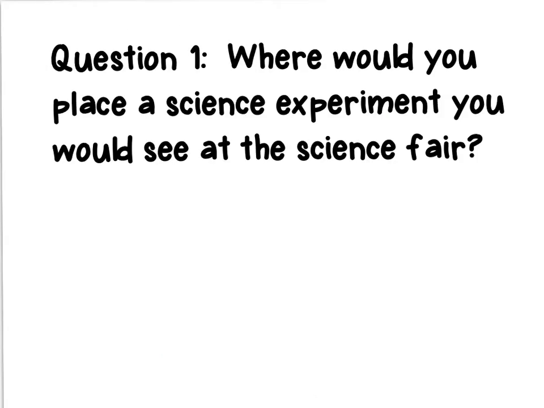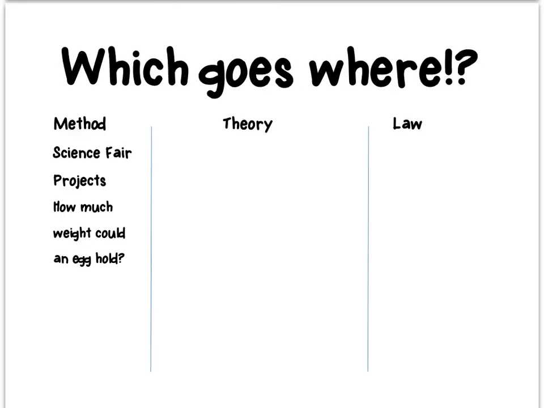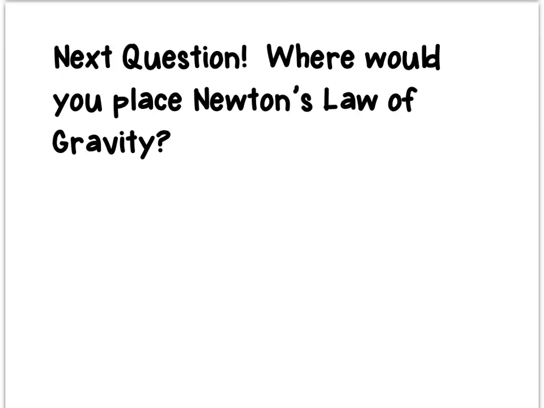Question number 1. Where would you place a science experiment you would see at the science fair? I'm going to give you a couple seconds to think about it. All right, very good. Science fair projects would go underneath the scientific method column. This means that you have created a hypothesis to an observation you have made and you want to try and figure out the answer. For example, how much weight could an egg hold? Ready for question number 2?